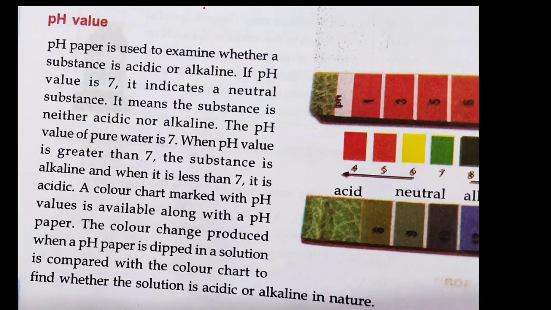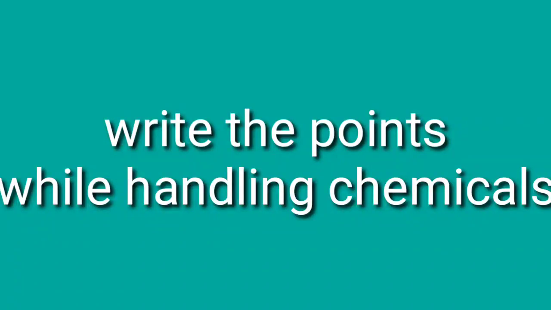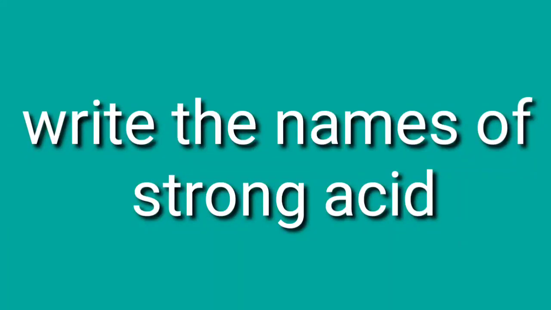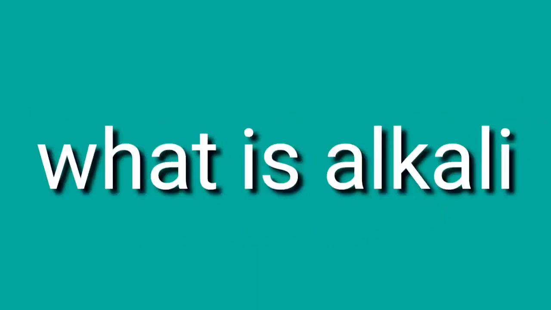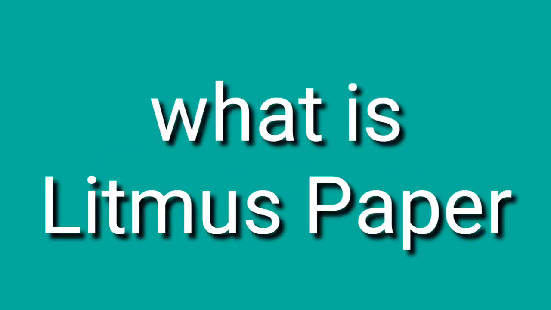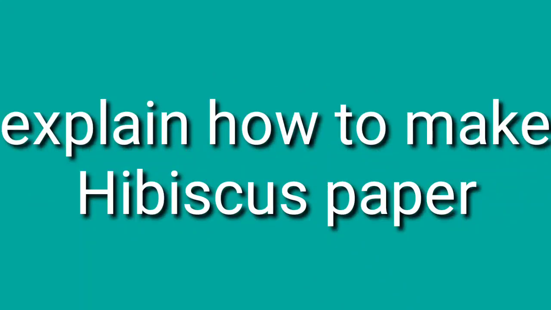Okay, let us conclude this part with some questions. Question number 1. What is acid? 2. Write the points while handling chemicals. 3. Write the names of different acids. 4. Write the names of strong acids. 5. What is alkali? 6. List a few examples of alkalis. 7. What is litmus paper? 8. What is an indicator? And 9. How to make hibiscus paper? And last, describe pH paper.